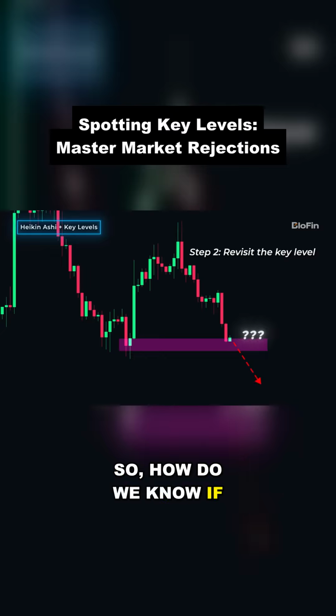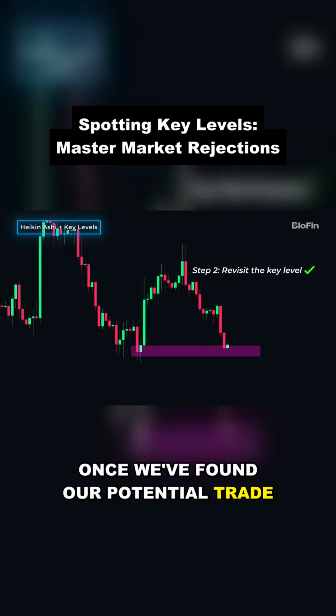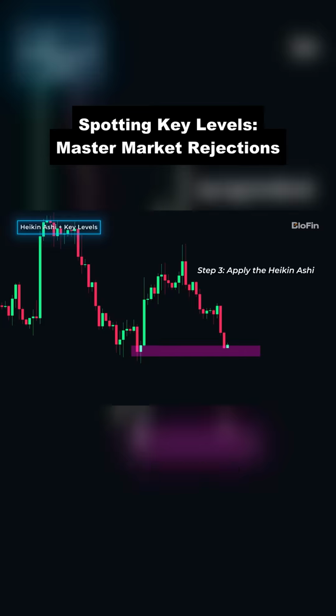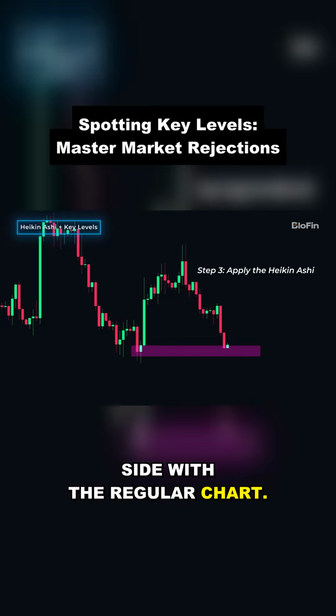So, how do we know if price is likely going to break or bounce? This is where the Heikin Ashi comes into play. Once we've found our potential trade setup, we move to step 3, which is using the Heikin Ashi for confirmation. So let's apply it side by side with the regular chart.